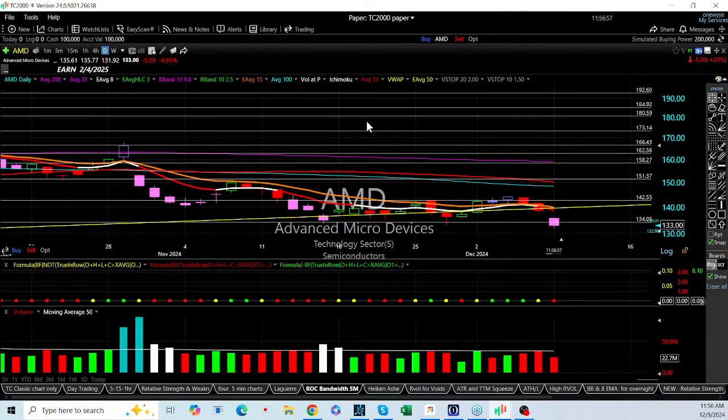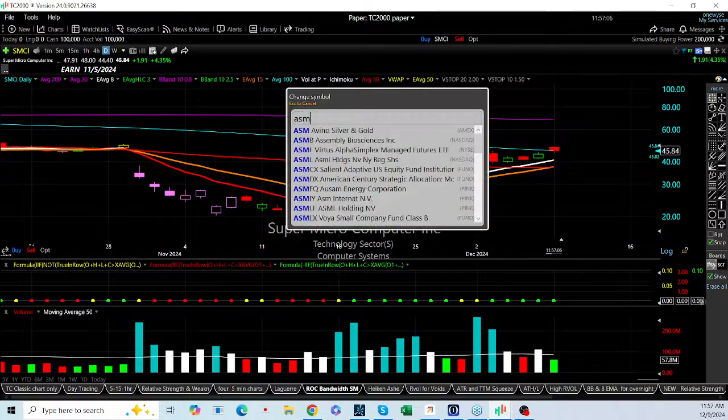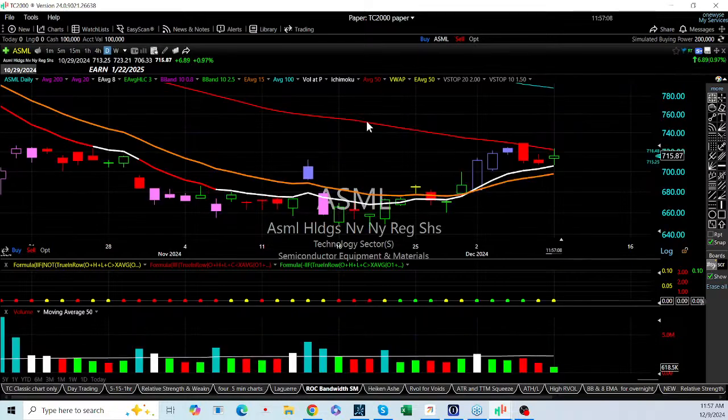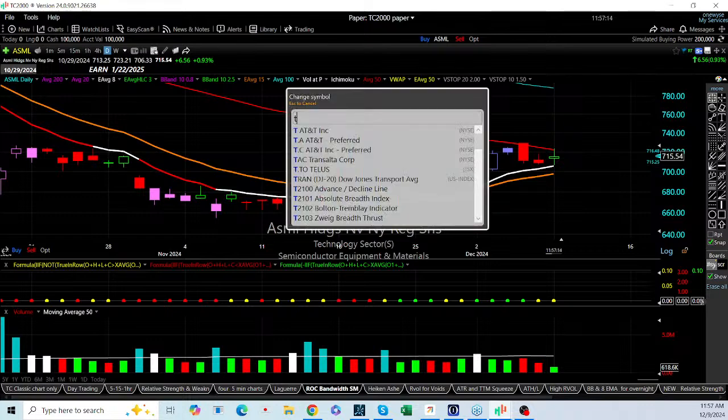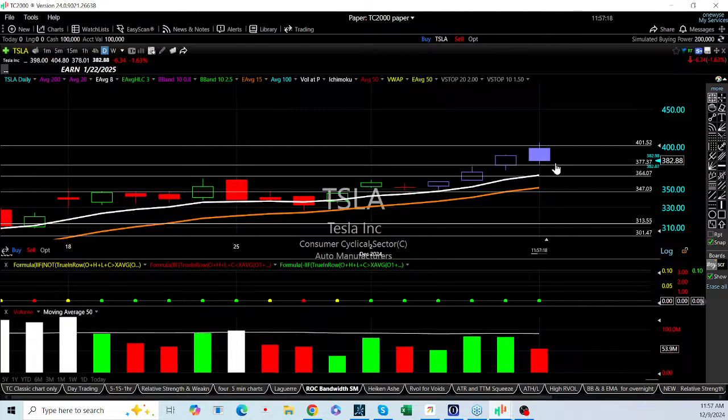NVIDIA looks weak. AMD was downgraded. It looks terrible. SMCI is bouncing up here today above the 100, but who knows? ASML, another chip stock, is finding resistance right at the 100. And Tesla, which I took and added to, is right in between these two support and resistance levels.